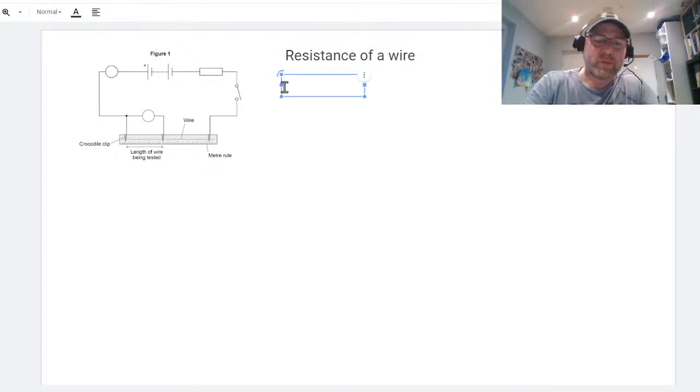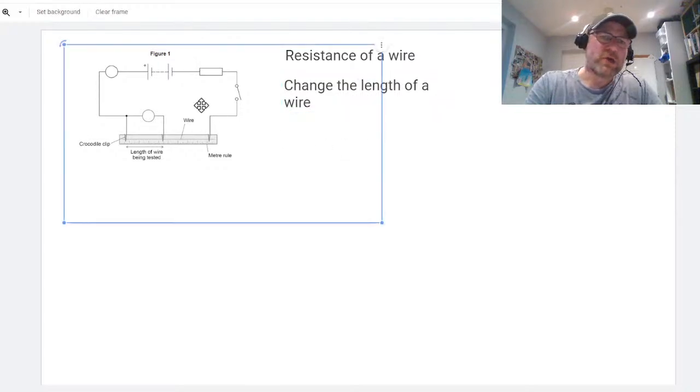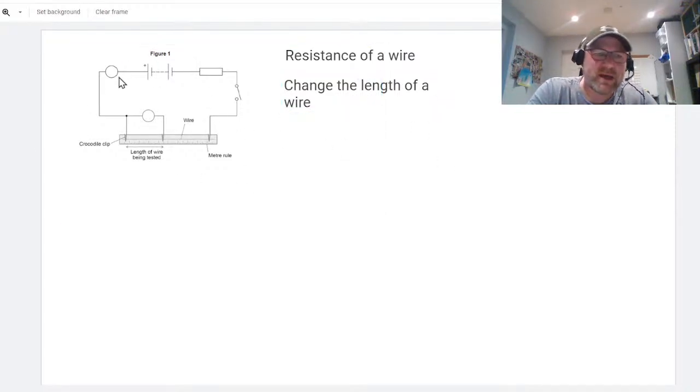What we're doing here is changing the length of a wire. You want to be able to set up a circuit like this. What meter should I put in these circles around my length of wire? What measuring things would I need to calculate resistance, bearing in mind you're going to have V equals IR on your equation sheet?